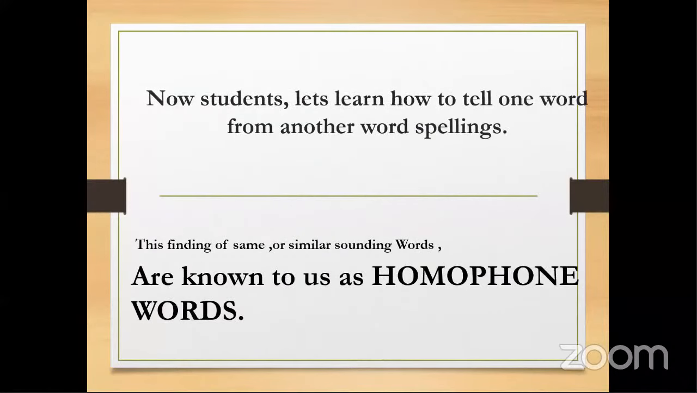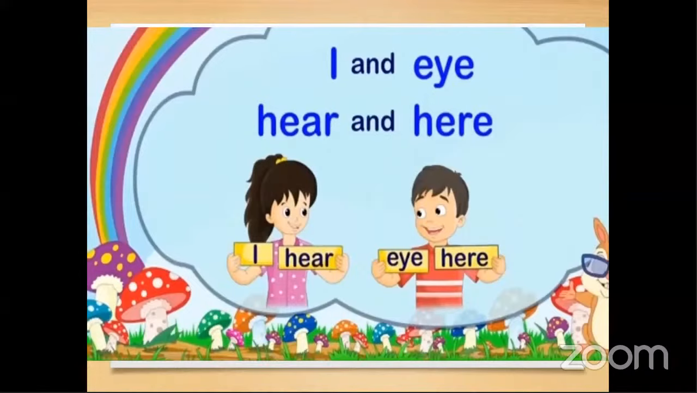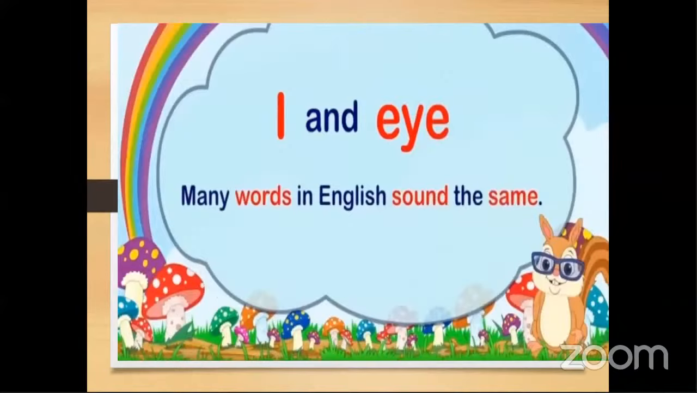Very good. You are all clever students. Now, students, let's learn how to tell one word from another by spelling. This is called homophones. Like in the left picture, there a girl is holding two words, I and here. Here the same sound is coming, but the word spelling is changing. E-Y-E, I, is different from H-E-A-R, hear. On the right side, it is here, that means this place. And hear is hearing. So I and eye, here and hear, these are same sounds. There are many words with the same sound.